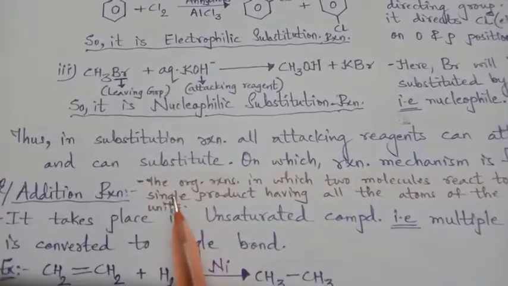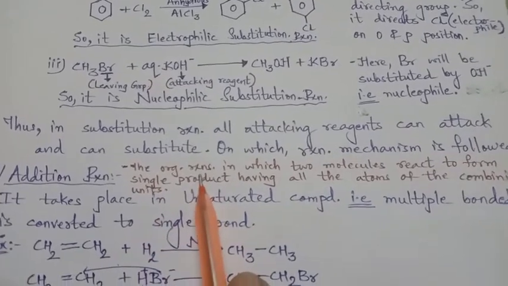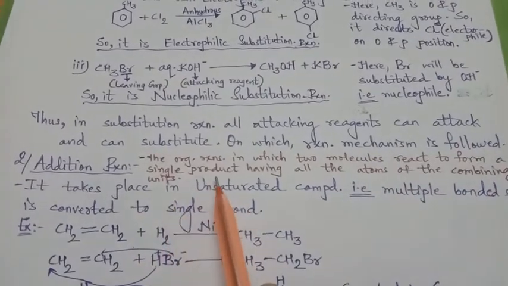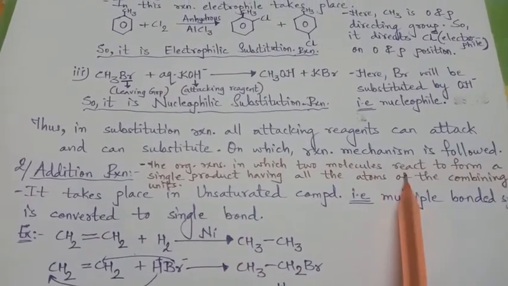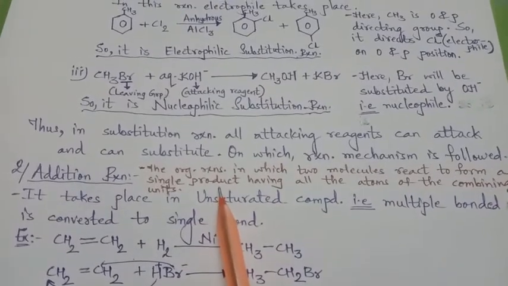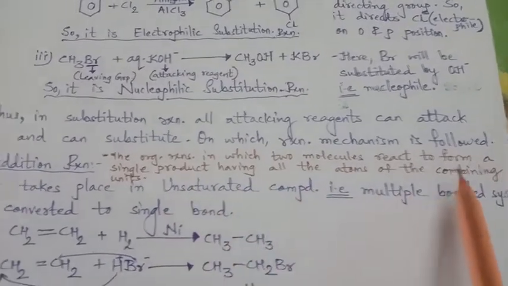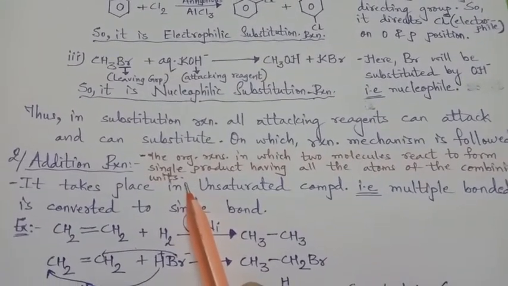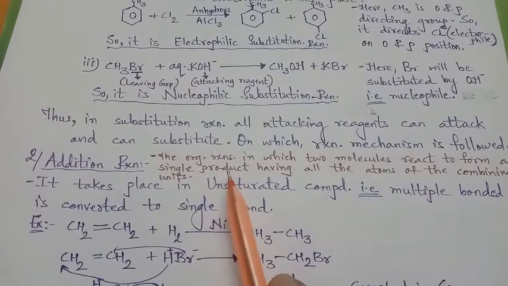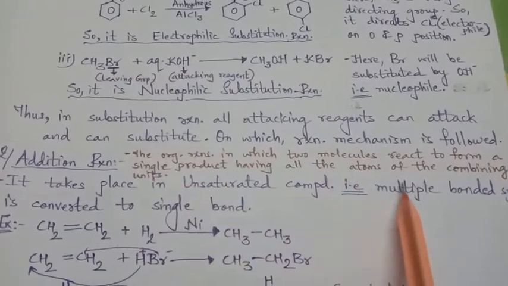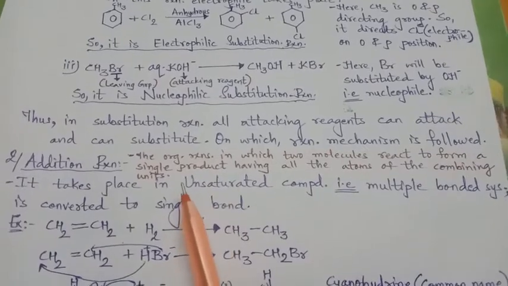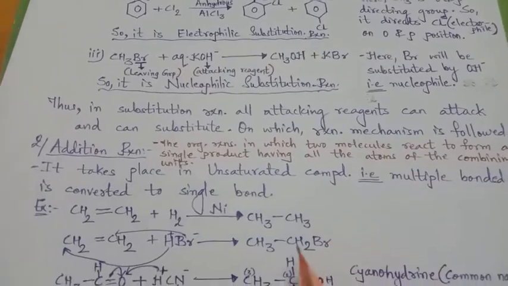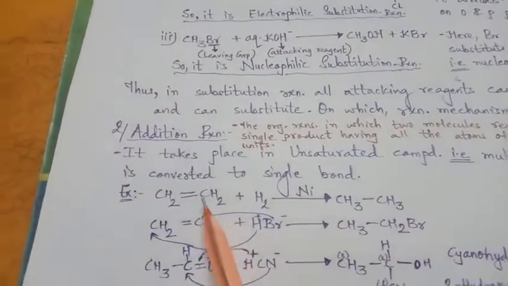So what's the definition? The organic reactions in which two molecules react to form a single product. When two molecules react and form a single product, that product must have all the atoms of the combining units. Whoever are combining, those combining units' atoms should be there in the product. Let us see an example here.